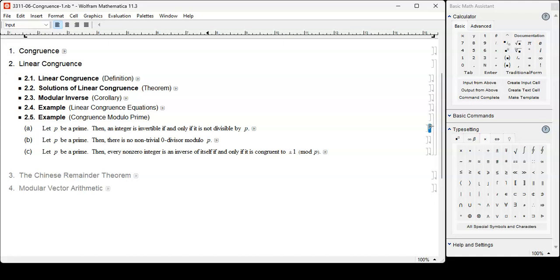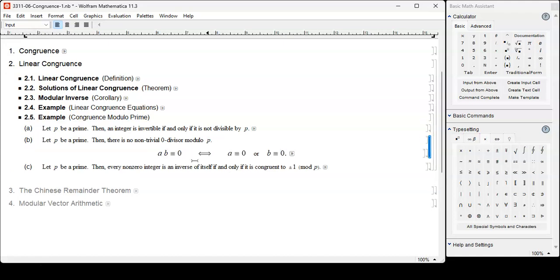How about the next problem? There's no non-trivial zero divisor modulo p. What do you mean by non-trivial zero divisor? That's what it means. If a times b is 0, then either a is 0 or b is 0. 0 divides 0, yes, that's true. 0 times anything is 0. But there's nothing else. Two non-zero numbers multiply and then end up 0. That means those non-zero numbers divide 0. But we already know that that's not the case.